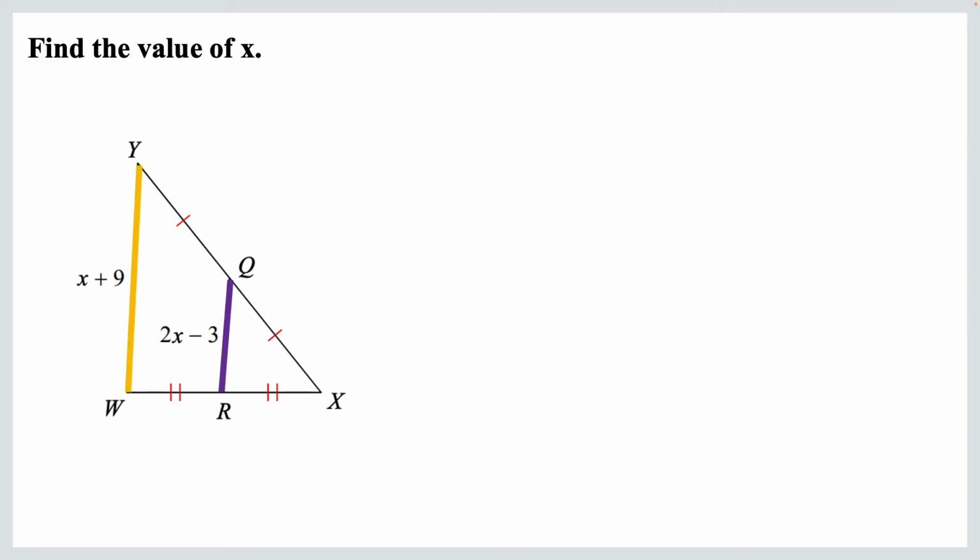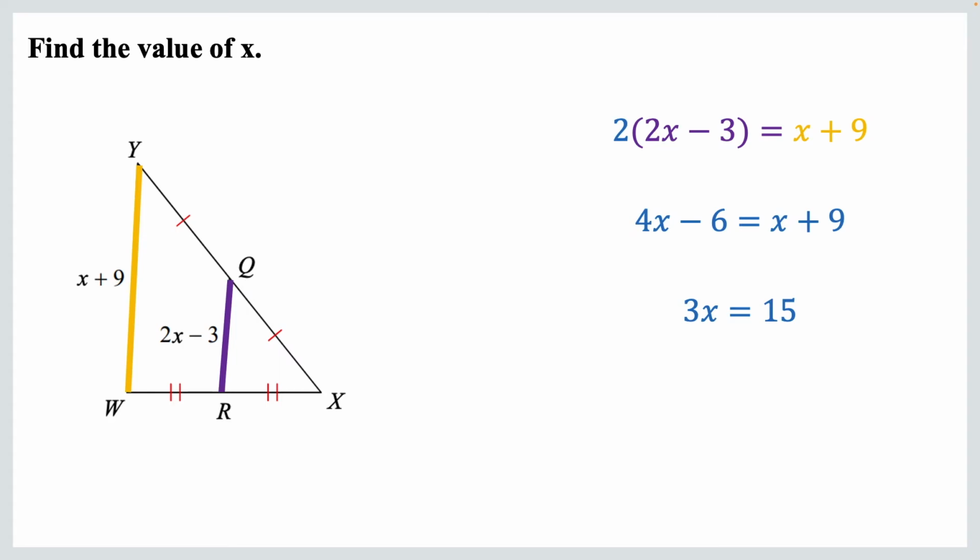Right, so we have QR as the midsegment. It's parallel to the yellow part, YW. And because QR is the midsegment, we know that 2 x plus 3s, 2 of the QRs, equal 1 of the x plus 9s, or the YWs. And then we can solve. 4x minus 6 equals x plus 9. 3x equals 15, and x equals 5.